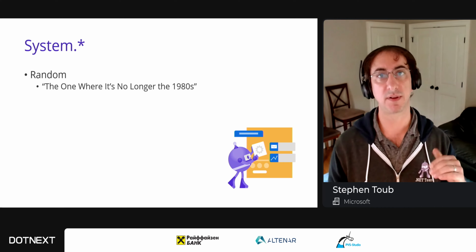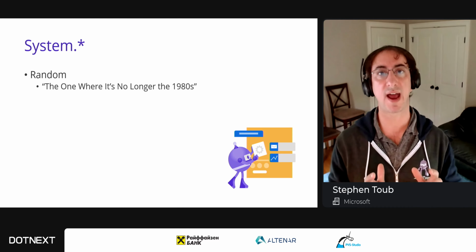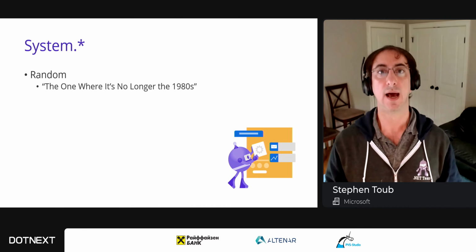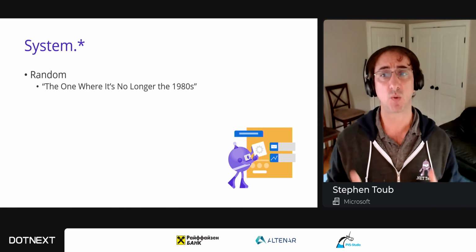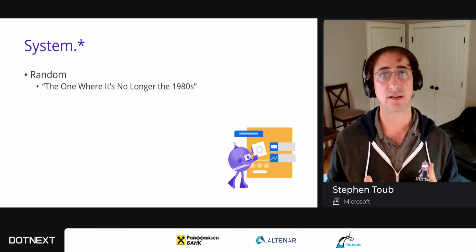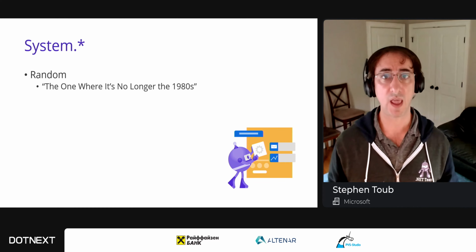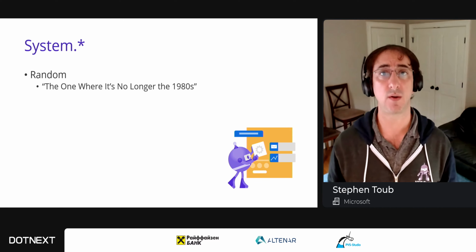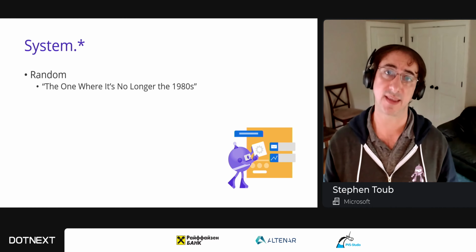Now, I believe there's a separate talk on Random, so I'm only going to spend a little bit of time on this, but I think it's still worth highlighting to highlight the category. And this category is the one where it's no longer the 1980s. So we initially developed the .NET in the late 90s and early 2000s. And at that time, when something like System.Random was developed, we went and found whatever algorithm made the most sense to use at that time.